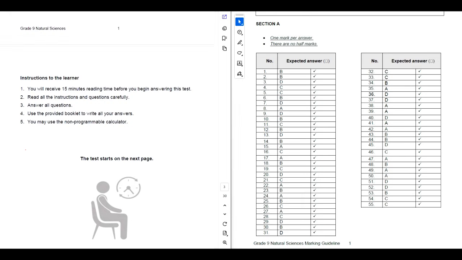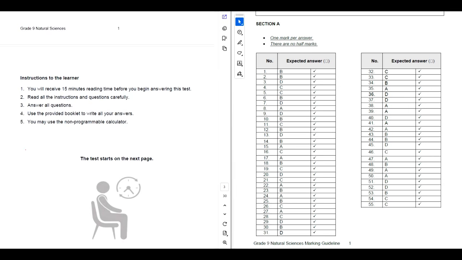Hello guys, this is the GEC question paper for natural sciences. We are going to go through this question paper together, and as you can see, we have the memorandum on our right hand side so that you can see the answer for each and every question. We are going to go through this together so that I can also help you prepare for the exam that you are going to write on Monday.